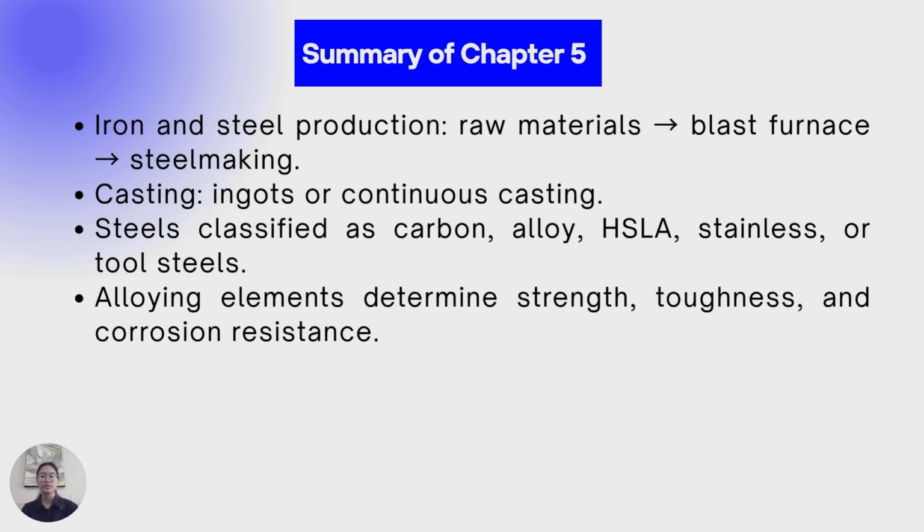In essence, Chapter 5 shows how controlled chemistry, precise heat treatment, and intelligent alloy design allow engineers to tailor steels for virtually any purpose, from building bridges and automobiles to precision cutting tools and medical instruments. Steel remains the backbone of modern industry, and understanding its production and classification is fundamental to all fields of mechanical and manufacturing engineering.